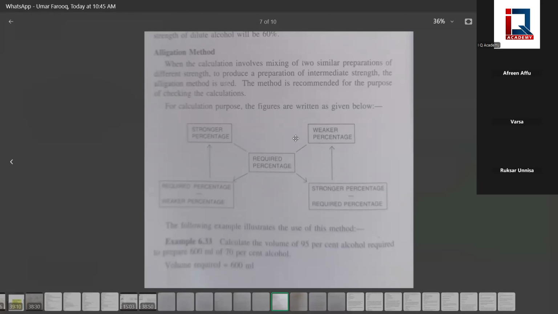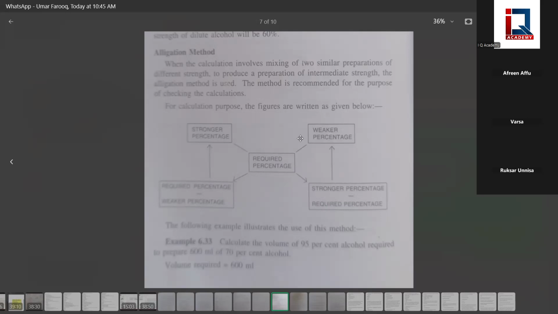In the freezing point adjustment method, we use the formula 0.52 minus A by B. 0.52 stands for the freezing point of the plasma, and A stands for the freezing point of the solution which we prepared, the solution whose isotonicity we are supposed to adjust. And B stands for the freezing point of a 1% weight by volume solution of the substance we are adding to adjust the isotonicity. For example, it can be boric acid or sodium chloride. So this formula should be remembered.